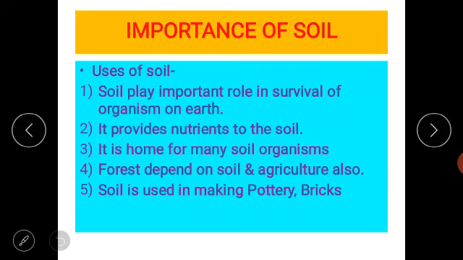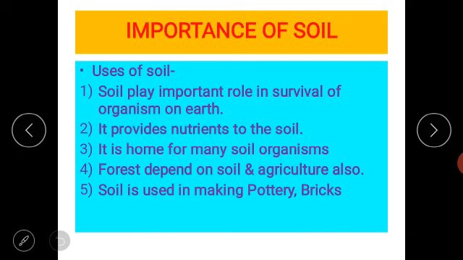Importance of soil. There is a lot of importance of soil because without soil, growth of plants is not possible. If plants are not able to grow in the soil, then there is no life on the earth. Life will not exist on the earth because plants grow in soil, and plants are the producers of the planet. They produce a large amount of food.